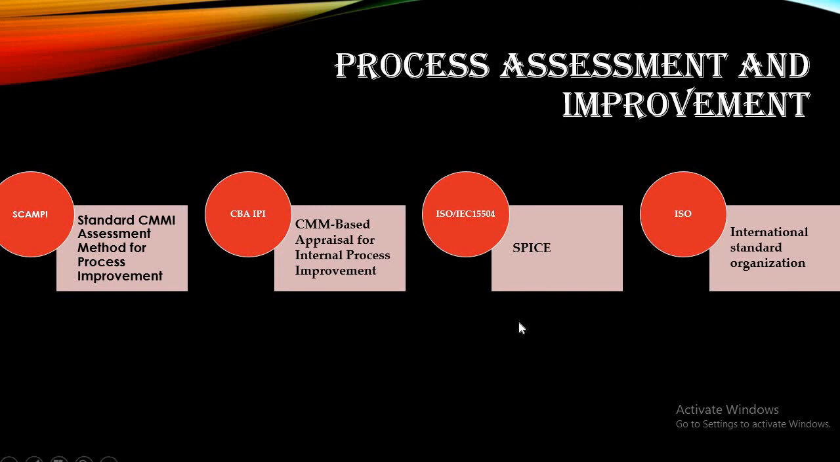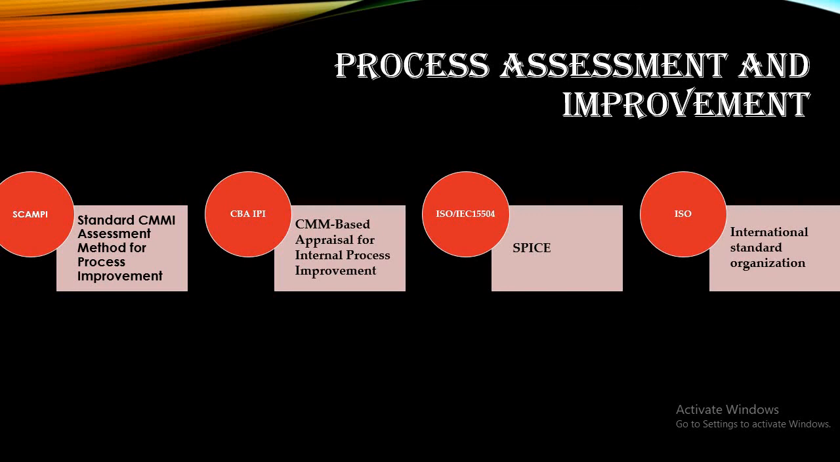So let me tell you about the standard CMMI assessment method for process improvement first. This will provide a 5-step process assessment model that will incorporate 5 phases: initiating, diagnosing, establishing, acting, and then learning. These are the 5 phases of the process assessment model which is incorporated in the CMMI assessment method.